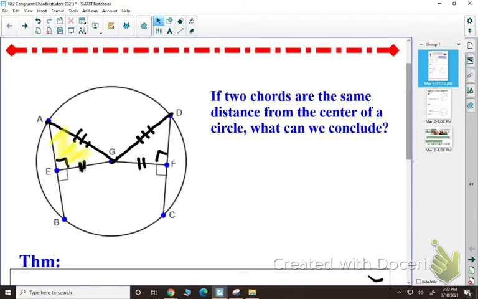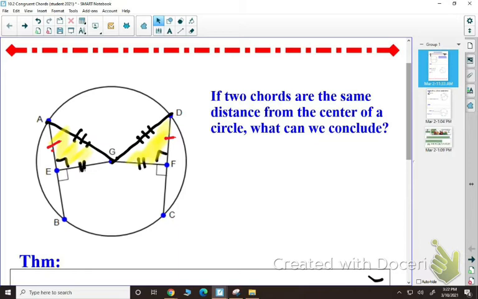So what's true about those two triangles, triangle AEG and triangle DFG? Hopefully you're going to conclude that they are congruent. We've got hypotenuse-leg going on. And if the triangles are congruent, all of the corresponding parts are congruent. So for example, segment DF and segment AE would be congruent by CPCTC.